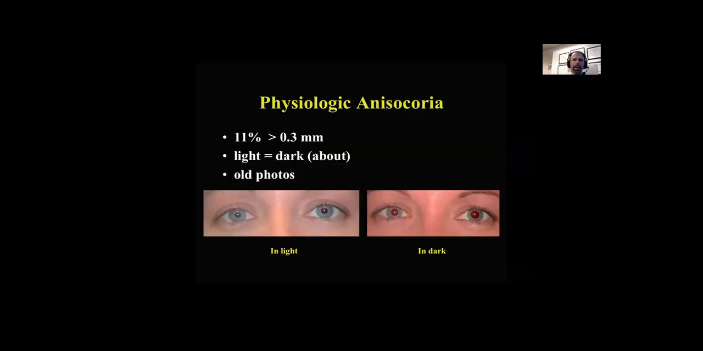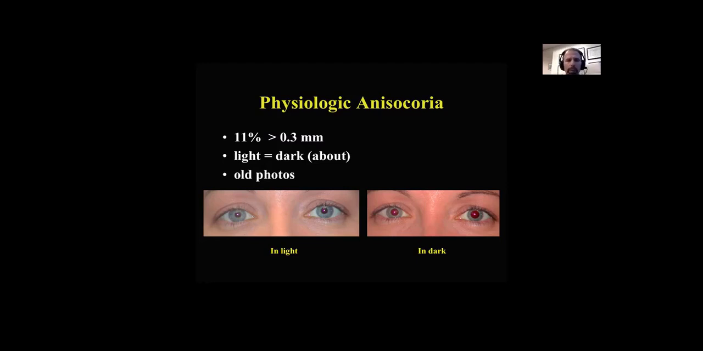So this is an example of physiologic or normal anisocoria, by far the most common scenario that you're going to see anisocoria. And in fact, in one study done some years ago, they took photographs and measured with a computer. They chose more than 0.3 millimeters as anisocoria. Pretty small, but something they thought you could see with the naked eye. And that found that indeed 1 in 9 patients have physiologic anisocoria. So for every 9 patients you see, you should be documenting physiologic anisocoria.